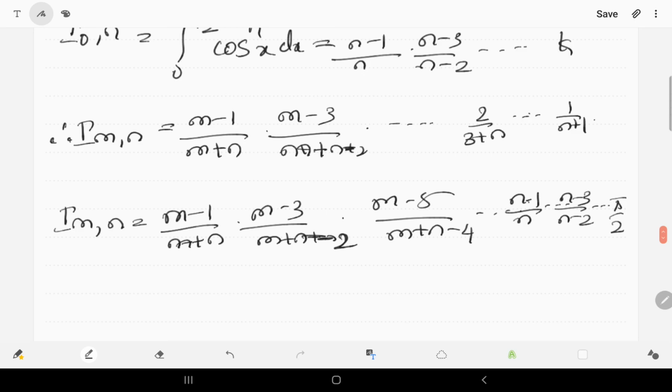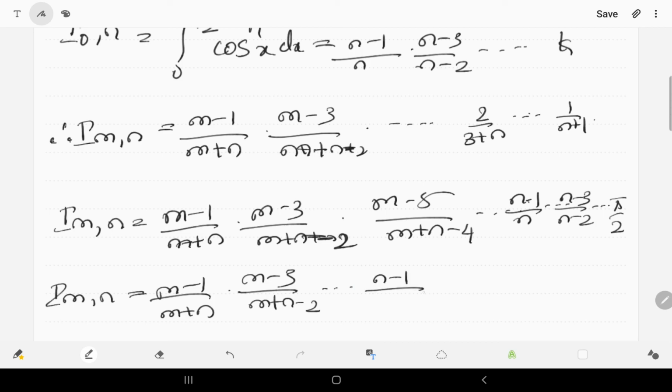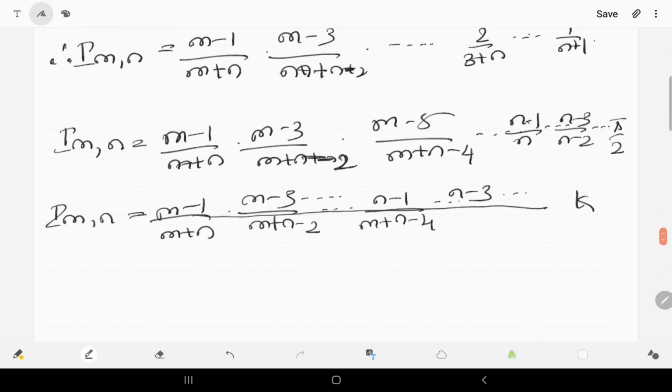and it is equal to 1 if both m and n are odd, that is I of m comma n is equal to m minus 1 divided by m plus n, m minus 3 divided by m plus n minus 2 and so on. Similarly, n minus 1, n minus 3 and so on. In the numerator it is m minus 1, m minus 3, and so on, n minus 1, n minus 3, and so on, into k. K is equal to pi by 2 if both m and n are even. In all other cases k is equal to 1. This is the reduction formula with limits.